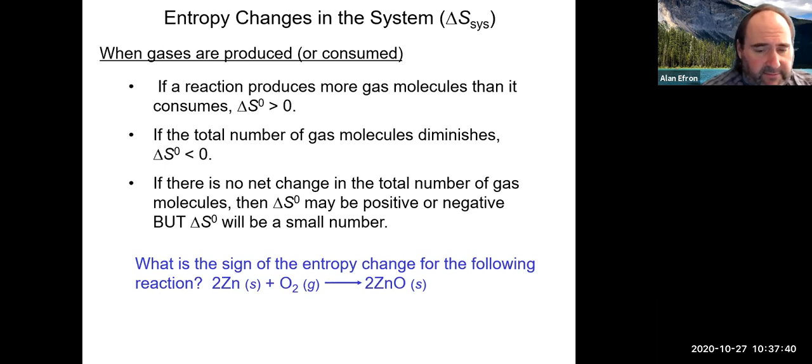So why don't you do that for this one on the bottom, just based on the reaction, not calculating anything. Would you expect a delta S to be positive or negative in this case? So take a second here and take a look at it and see what you come up with.